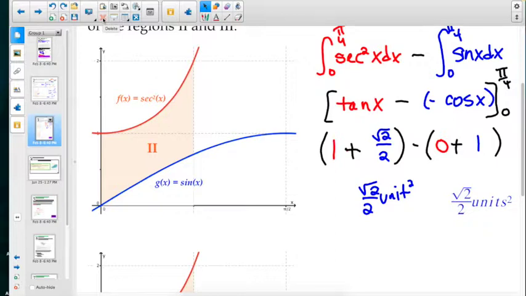Why did I switch the? I evaluated the tangent plus cosine at pi over 4. These are my upper bounds, right? We always take our upper bounds minus our lower bounds. So there's my values at the upper bounds minus my values at the lower bounds. Okay. Does that make sense? Okay.